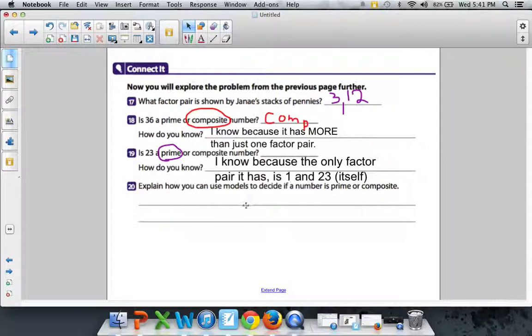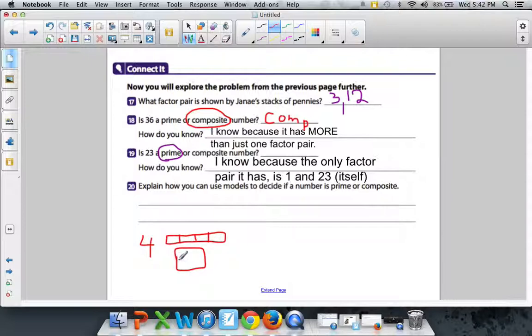Explain how you can use models to decide if a number is prime or composite. Well, let's use a little number for example real quick, like 4. 4 is composite because you can arrange it in more than one even looking way. 1, 2, 3, 4. But you can also go 2 times 2 and put 2 on the top and 2 on the bottom. So that's how you know 4 is composite.